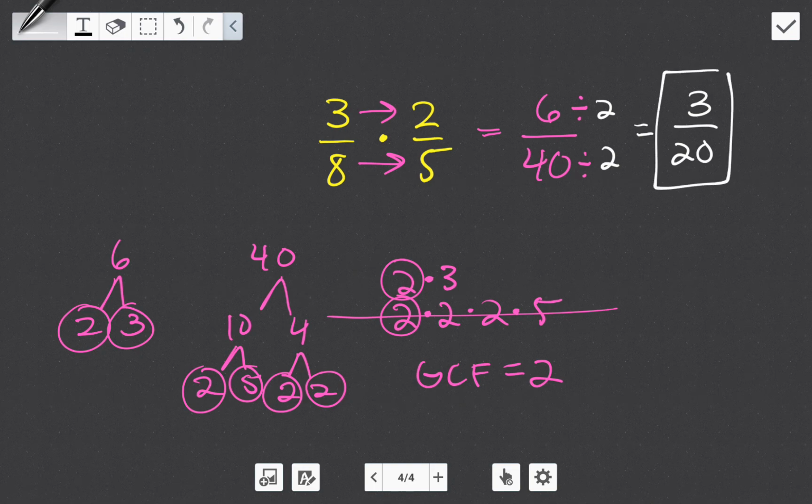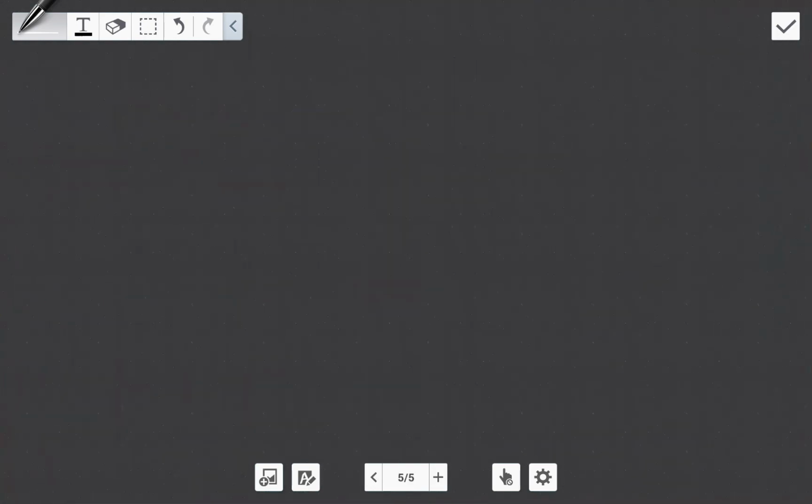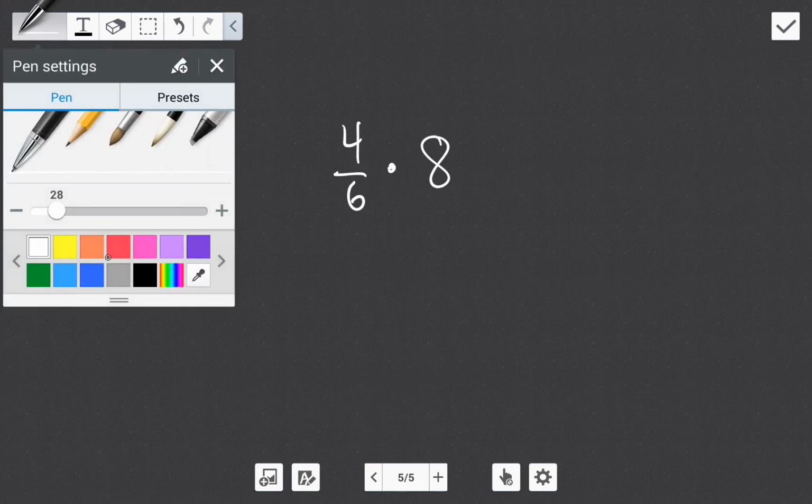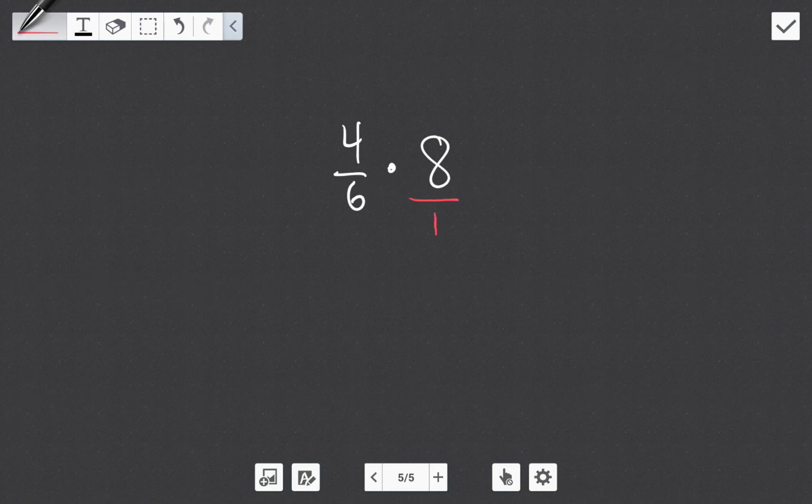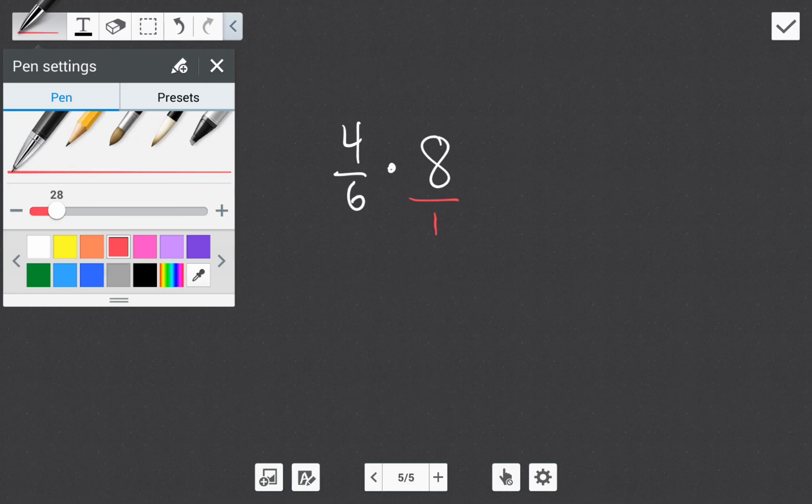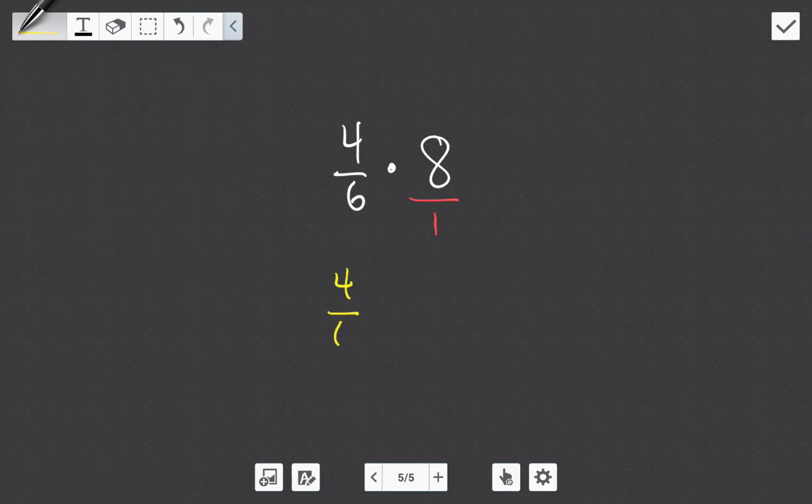Let me take a look at one more example. This time I'm going to go ahead and multiply a fraction, let's say 4/6, by a whole number. Let's say 8. Well, we can't multiply a fraction by a whole number unless we turn that whole number into a fraction. So what we want to do is remember that every whole number has an invisible 1 underneath. That's a very simple way of turning it into a fraction. So we can rewrite this problem as 4/6 times 8 over 1.